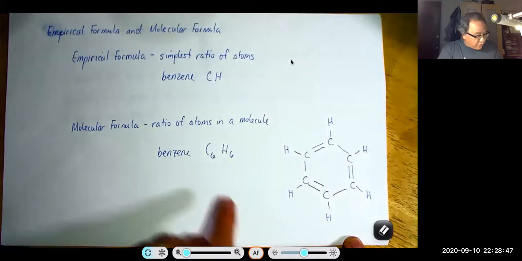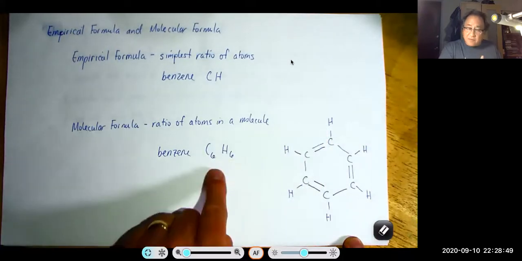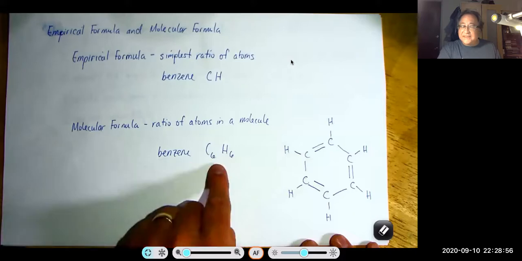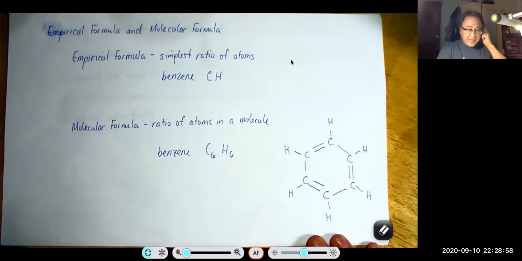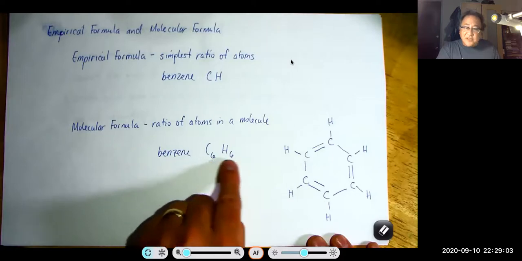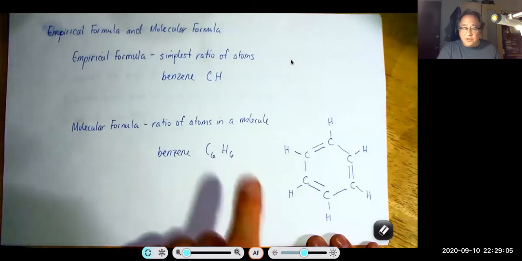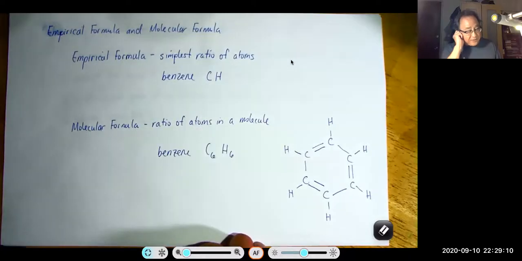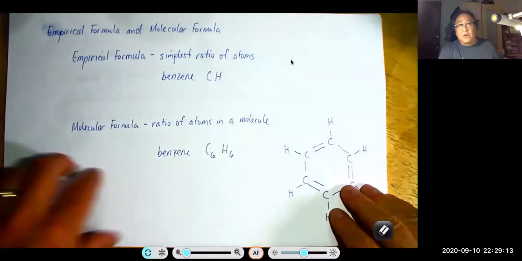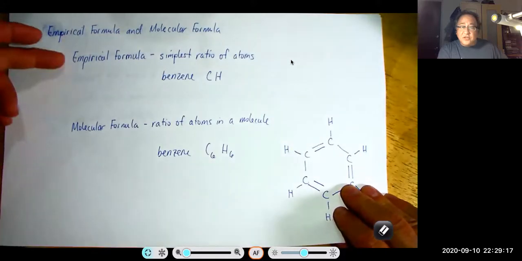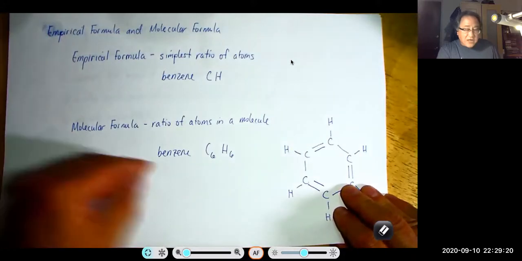Well, that is the formula of the molecule, and we've already learned about that. The formula of a molecule is the ratio of atoms. So for benzene, the formula is C6H6. Now, what is the simplest ratio of this? Well, we want to get these numbers to be as small as possible, but still the same proportions. If we divide each of these by 6, we get C1H1, but we don't write the 1, so we get CH. So empirical formula, simplest ratio of atoms. Molecular formula, the actual ratio of atoms.